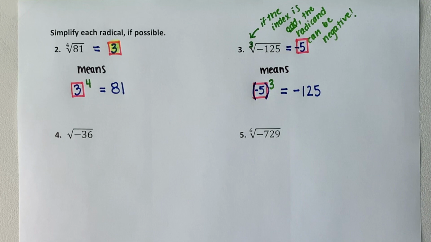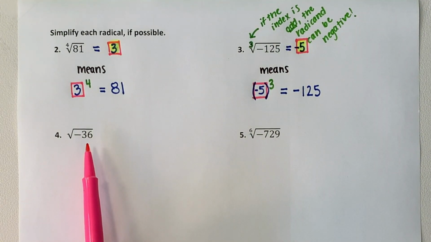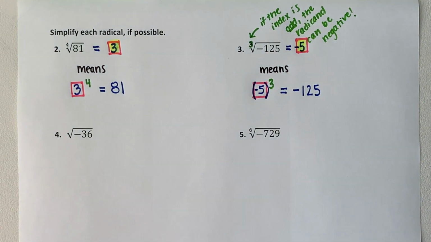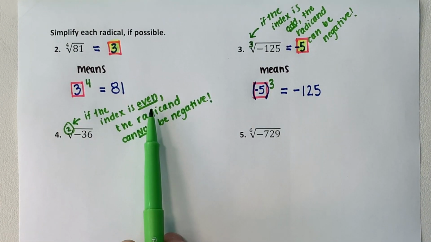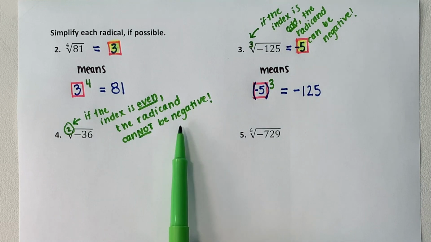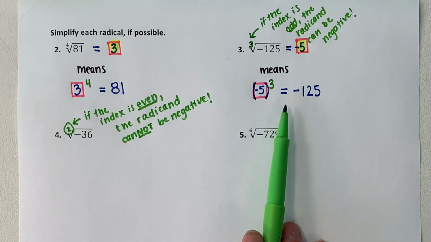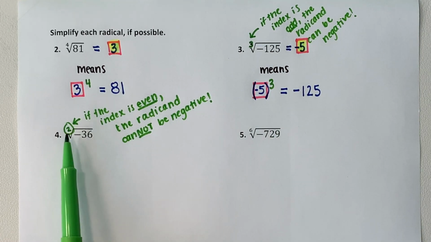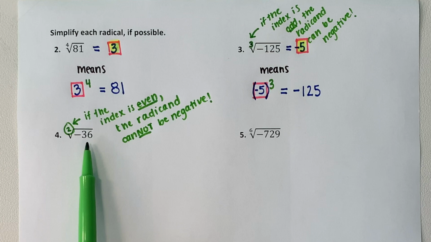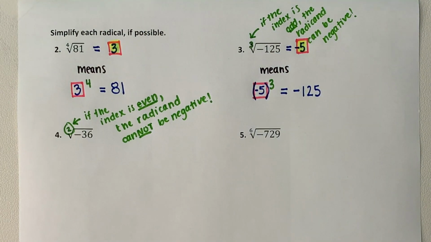Now, remember, whenever you see a negative radicand, you want to pause for a second to ask yourself, is there a solution? Since there's no index written here, the implied index is a 2. And if the index is even, the radicand cannot be negative. You could try to use this process to find a solution, and you'll get stuck. You won't be able to find the solution. So when the index is even, if you notice that your radicand is negative, that means that there's no solution.